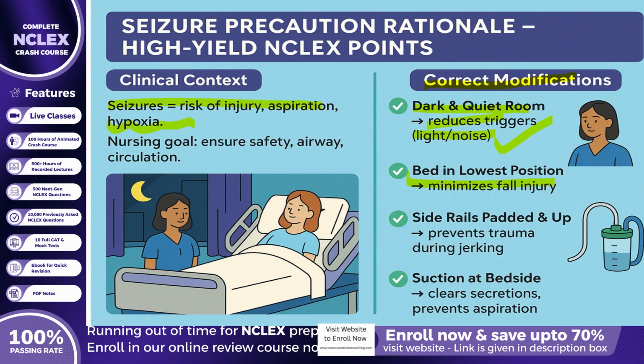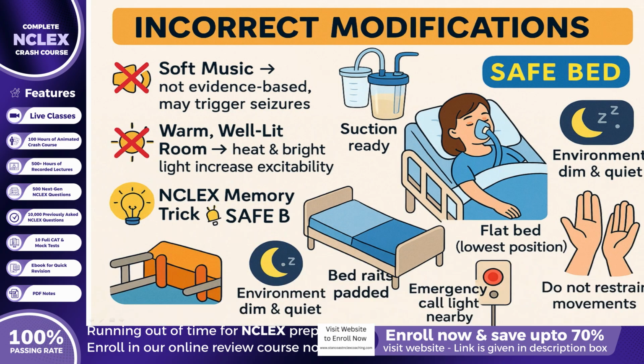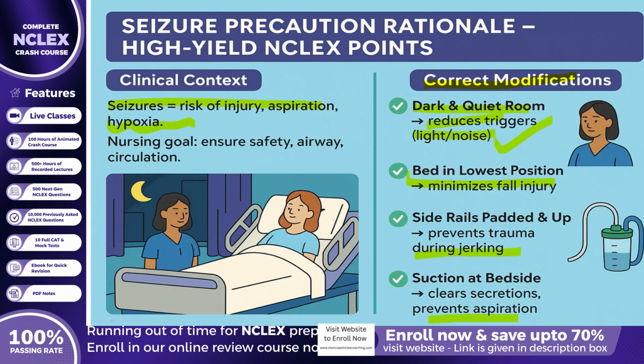Keeping side rails up and padded prevents the client from striking hard metal during seizure activity, protecting them from bruises or fractures, and is considered standard hospital practice. Lastly, having suction equipment at the bedside is life-saving, as seizures increase salivation and reduce swallowing ability, creating a risk for aspiration. Suction allows the nurse to clear secretions quickly and prevent hypoxia or pneumonia.